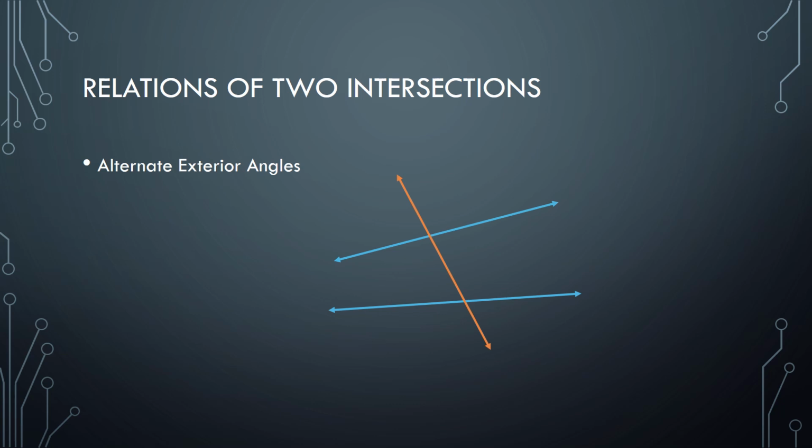Next, we have alternate exterior angles. Again, opposite sides of the toothpick, outside the sandwich this time, okay? So we've got the yellow pieces here. They are on the outside of the sandwich, on alternate sides of the toothpick. We also have the green ones. So we have two pairs.